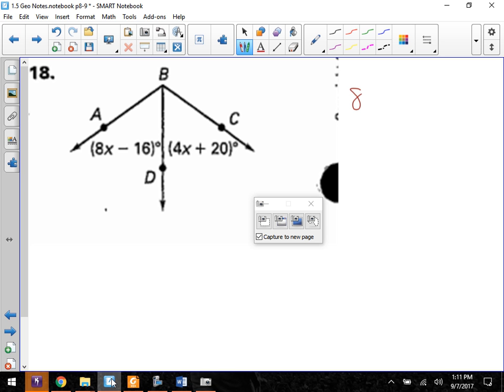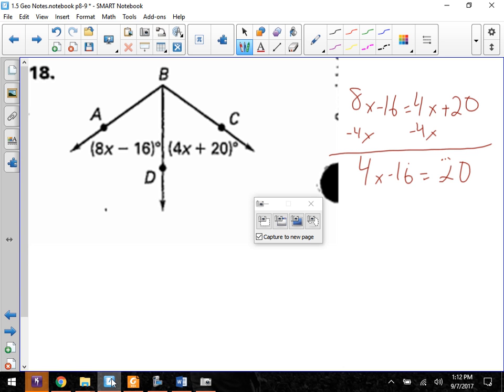So you're going to get that 8x minus 16 is 4x plus 20. Back to variables on both sides. What do we do? Subtract my 4x over to the left. I get 4x minus the 16 is 20. Add that over.